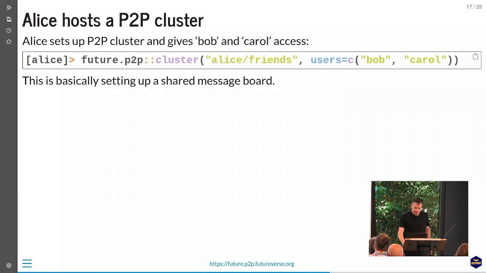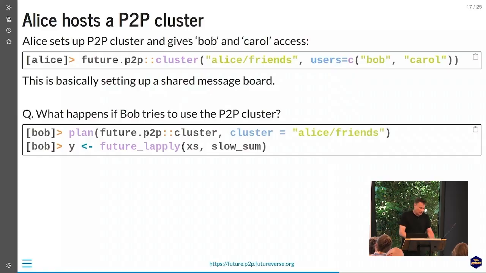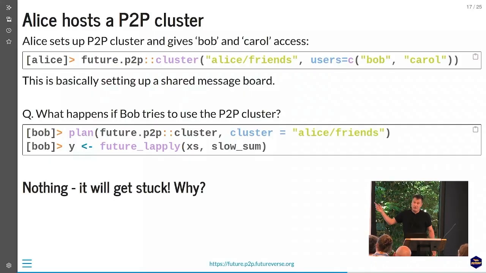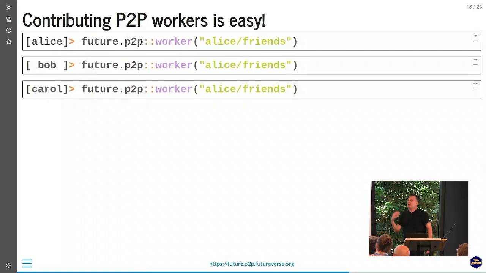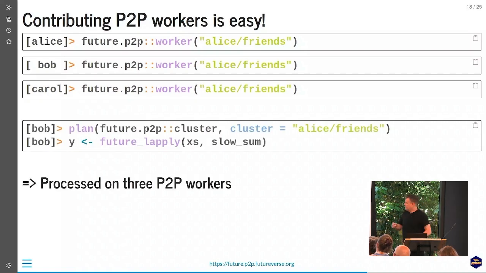Okay? And then now we say Bob is doing this. I have that code and generate two futures. What will happen? Nothing will happen, because there are no workers. So we need to contribute our resources. This shows how you can do it from within R. Alice and Bob and Carol contribute one worker. And now, all of a sudden, things start working because our workers start taking these. Okay, and boxes are being sent around.